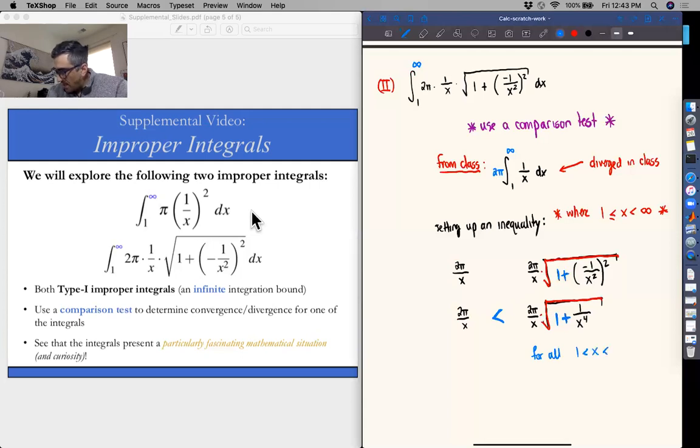And again, I was a little cavalier just now making that comparison, but all the x values we care about putting into the right-hand side and the left-hand side are all between 1 and infinity. And this inequality works out in that way. For any x we choose between 1 and infinity, that right-hand side will always be greater than that left-hand side.